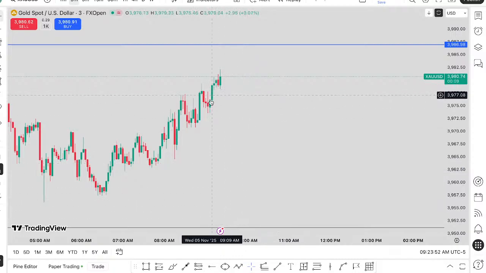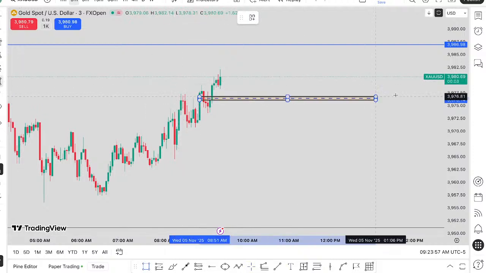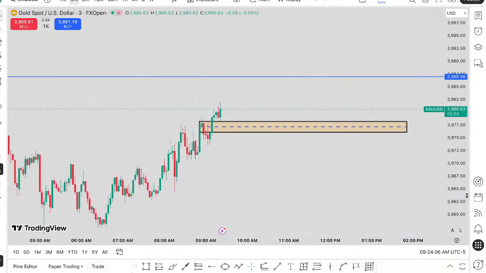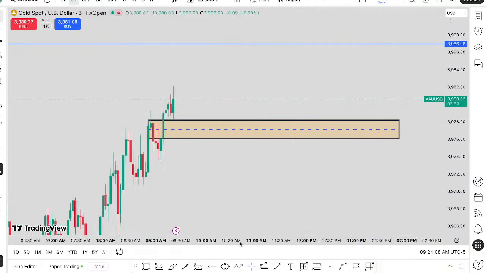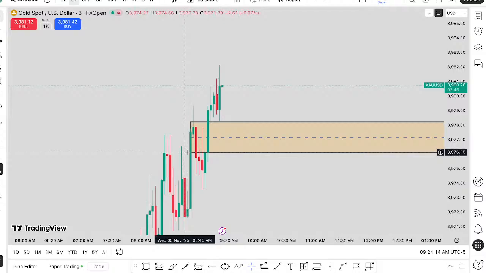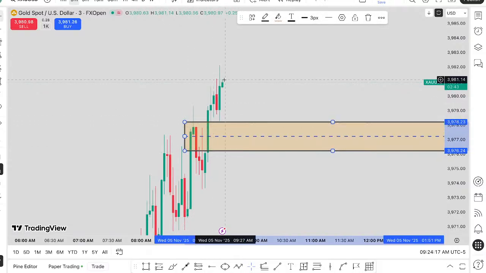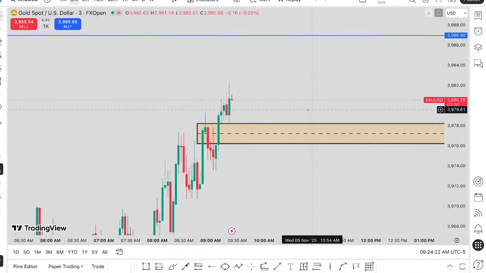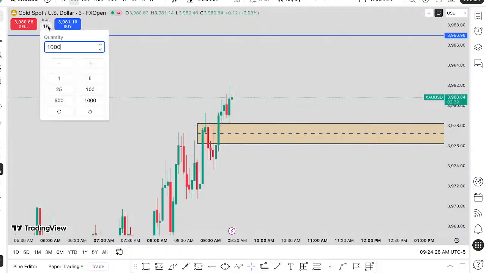Price left a first presented fair value gap, which was our area of interest. So price can just straight bang into that area. Here, if you can see from this, price is just touching and moving. Every candle closing above means that price would be moving fast.